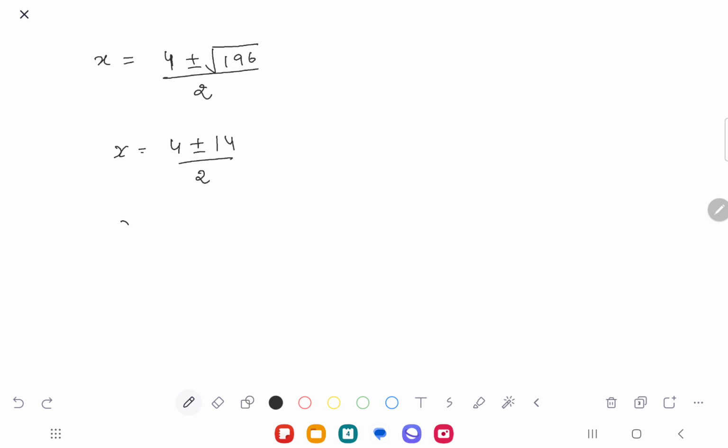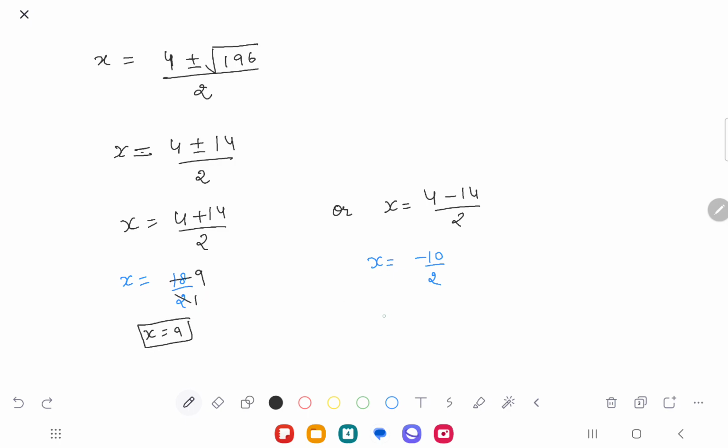X shall be what? 4 plus minus 14 shall be what? 4 plus 14 over 2 or 4 minus 14 over 2. These shall be the two values of x because once I can do plus and once I can do minus. So I will have x equals 18 over 2 and x equals minus 10 over 2. So that shall be 2 times 9 and 2 times 5. So x should be equal to 9 and here x shall be equal to minus 5.